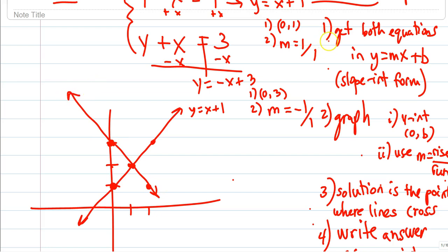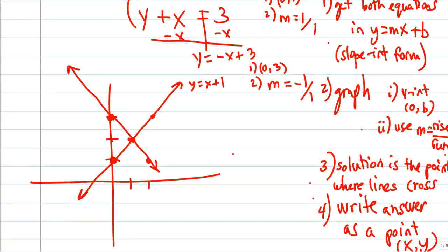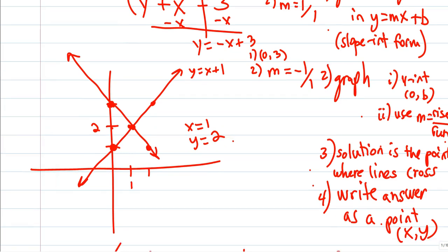So that's basically step 1, get both equations in y equals mx plus b, slope-intercept form. Second, we graph it. Third, our solution is a point, specifically the point where these lines cross. Visually, we have an x value of 1 and a y value of 2, so this point is 1, 2. Do not write the answer as x equals 1, y equals 2. This is my fourth step: once you find the x and the y, make sure you write your answer as a point, x comma y, so it would be 1 comma 2.